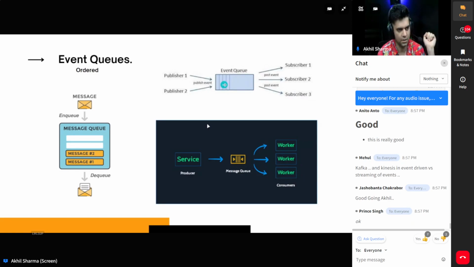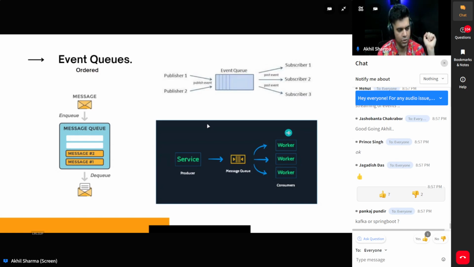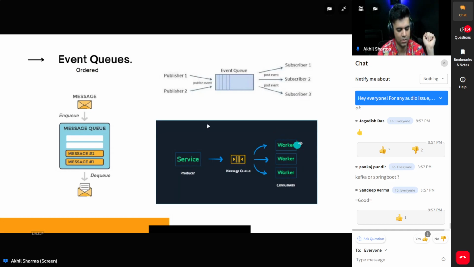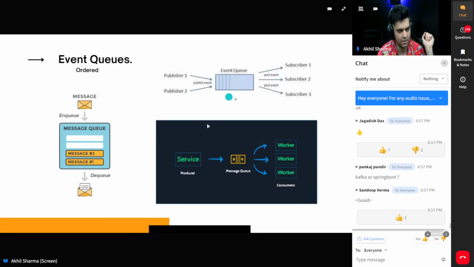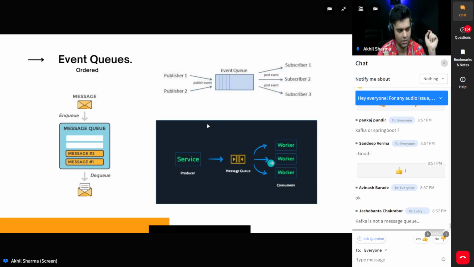And usually we use them with workers. Workers are independent programs, parallel concurrent programs that work from the message queue. And then they do a very specific set of tasks, depending on what type of event they received on the event queue. So there could be workers who are listening to a specific event. Whenever they get that event on the event queue, they then execute that particular task. That's how this works, basically.